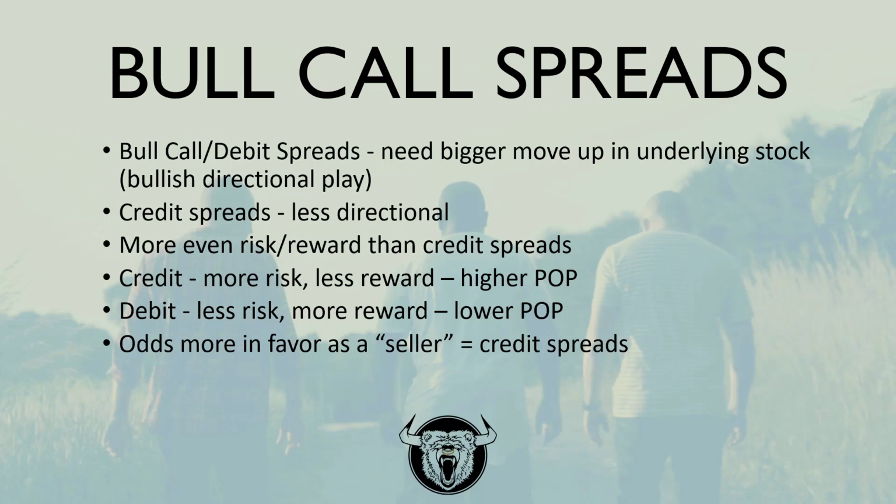When you're doing a bull call spread, it's a combination of buying and selling an option. So you don't need as big of a move in the underlying stock as you would buying a straight call or a straight put, but you do still need a bigger move in the direction of the stock. If you're bullish, you definitely want that stock to move bullish. Whereas with a credit spread, it's less directional. You do get more even risk reward than you would with a credit spread.